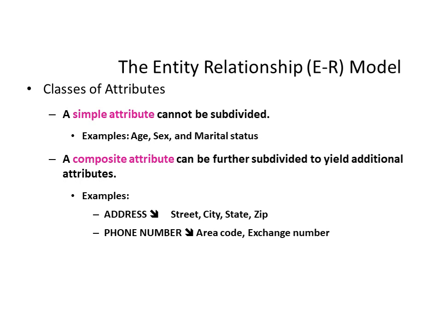Simple attribute cannot be subdivided. The examples for simple attribute are age, sex, marital status. Composite attribute can be further subdivided to yield additional attributes. For example, in address, you have the street, city, state, pin code.